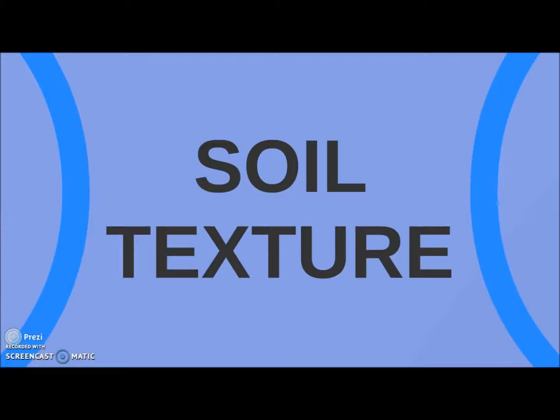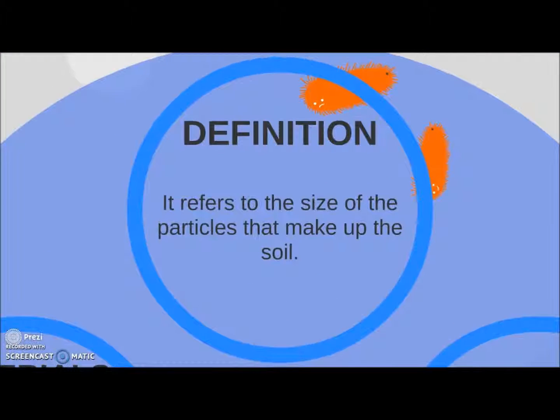Soil texture. Texture refers to the size of particles that make up the soil. The terms sand, silt, and clay refer to the relative size of the soil particles. Sand, being the largest size of the particles, feels gritty. Silt, being moderate in size, has a smooth or floury texture. Clay, being the smallest size of particles, feels sticky.